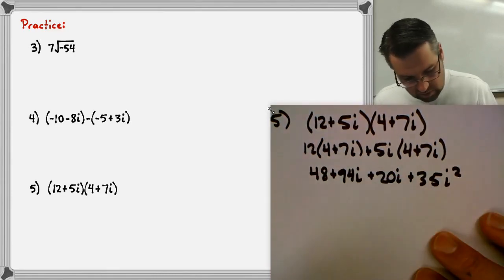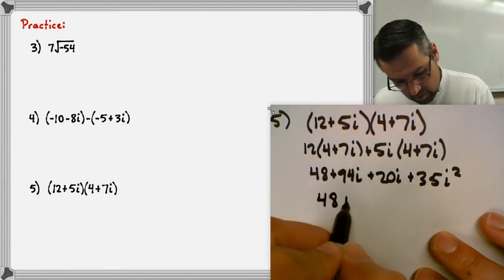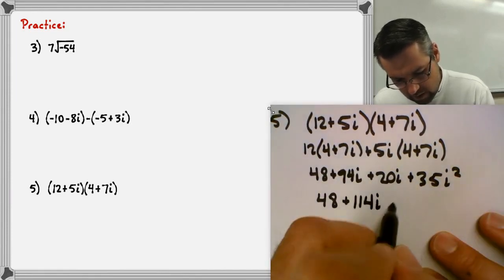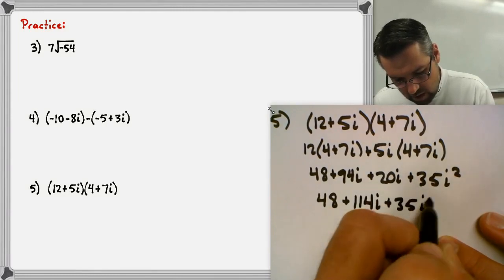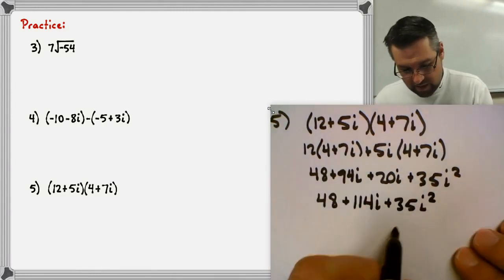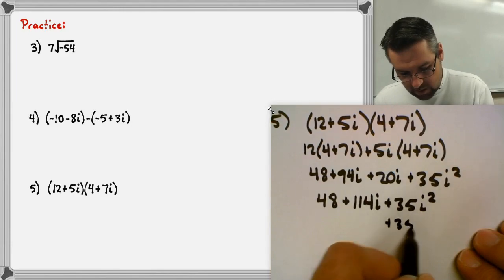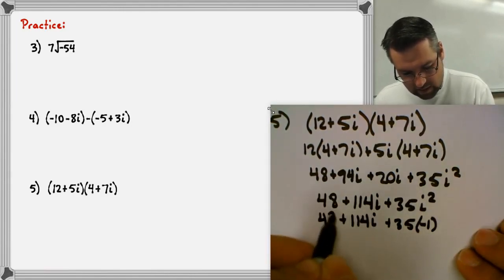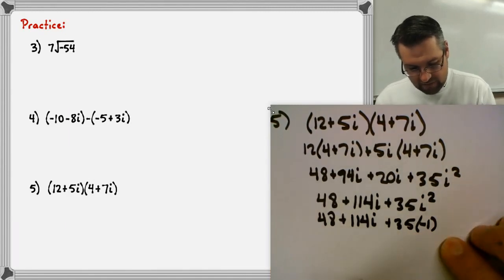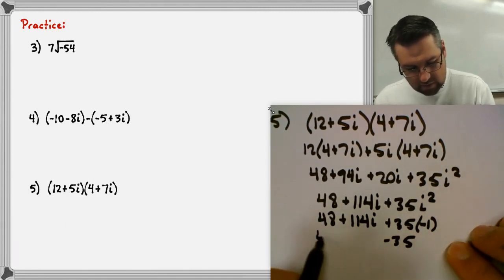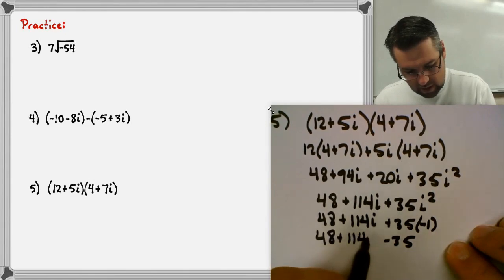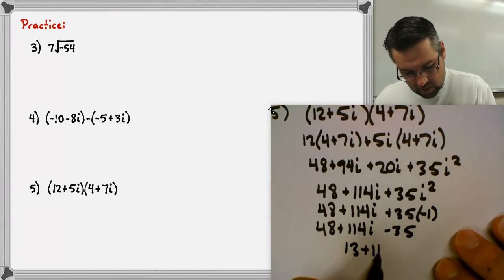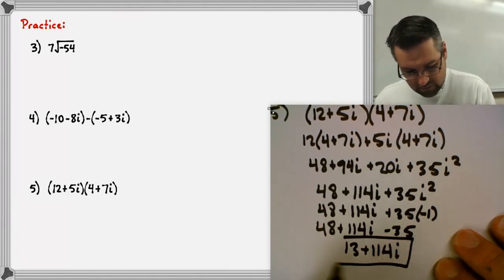Combining like terms, we got 48 plus 114i, if I did that right. I think I did that right. Plus 35i squared. And remember, we can replace the i squared with negative 1. So that's going to say plus 35 times negative 1, and then that's negative 35 when I multiply those out. And then combine like terms, 48 minus 35 is 13 plus 114i. And that is your final answer.